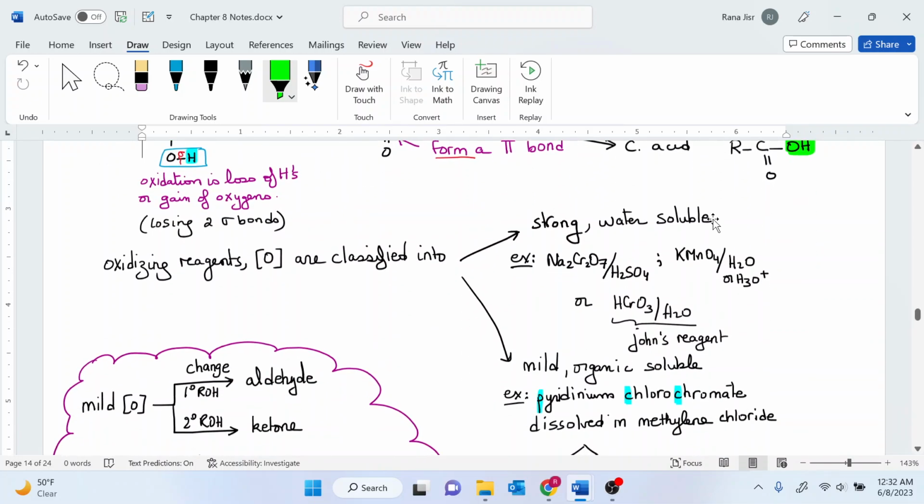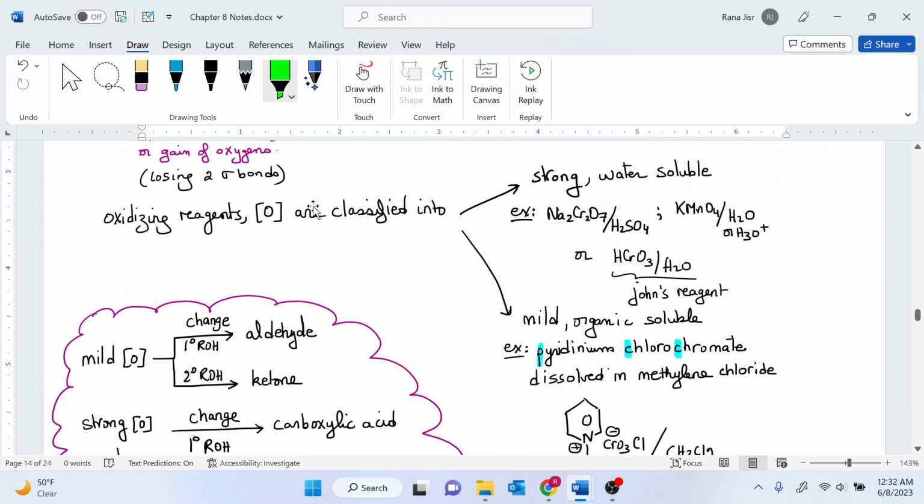So let's look into the different types of oxidizing agents. There are strong and there are mild. The strong ones are water soluble, so you can easily know that they are strong because you look at their solvents and you see water in there. Sulfuric acid, for example, is basically water based. So you know that sodium dichromate is a strong oxidizing agent. Any metal, chromium, manganese, these are strong oxidizing agents. So any one of those together with the Jones reagent.